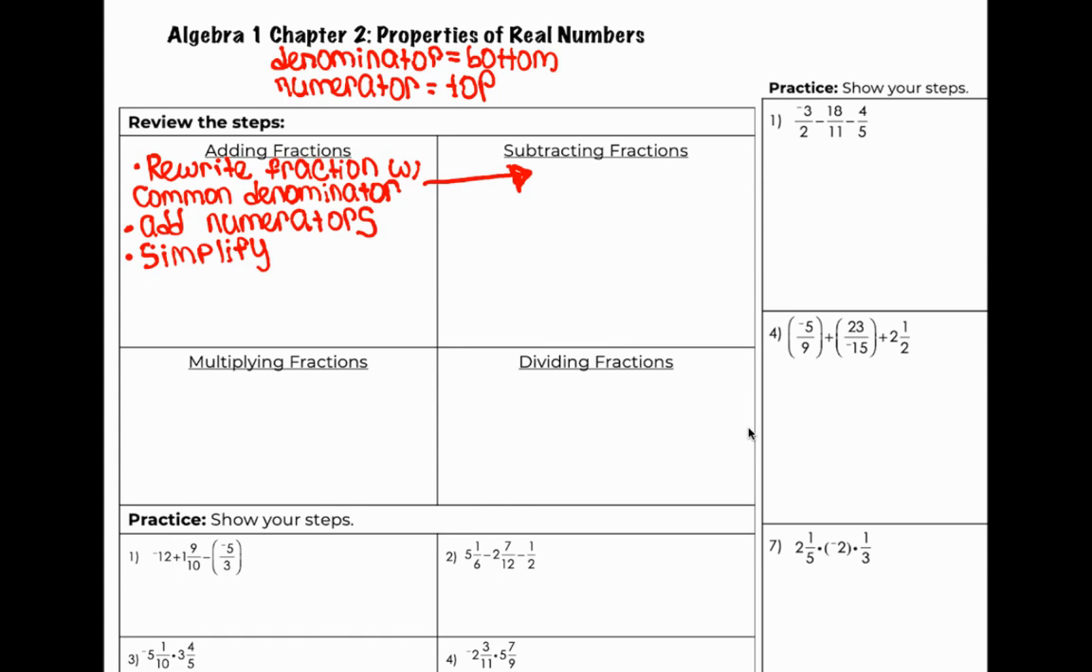Multiplying. So to multiply, if you have a mixed number, you need to rewrite it. To rewrite mixed numbers as improper fractions. And then you multiply straight across.